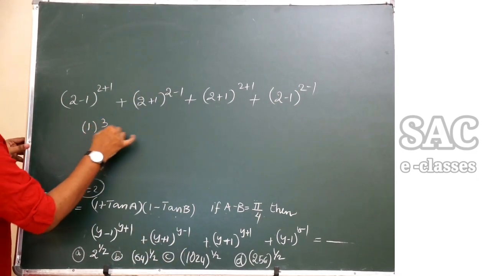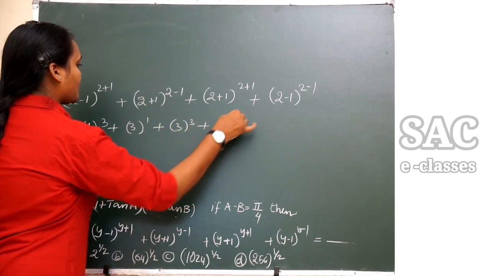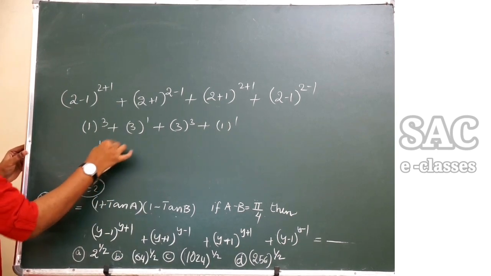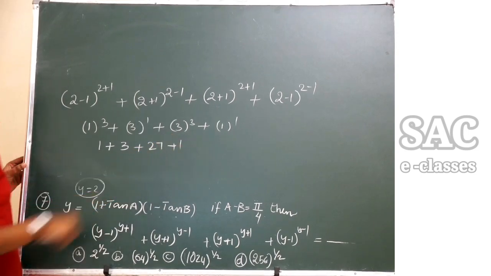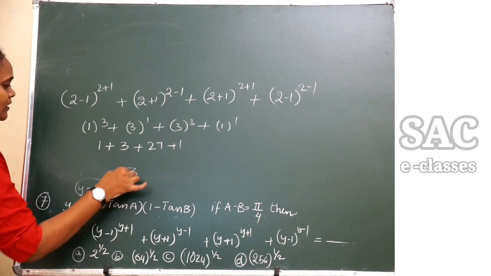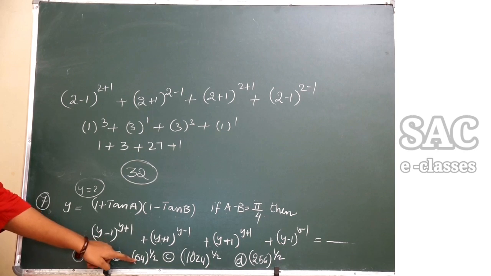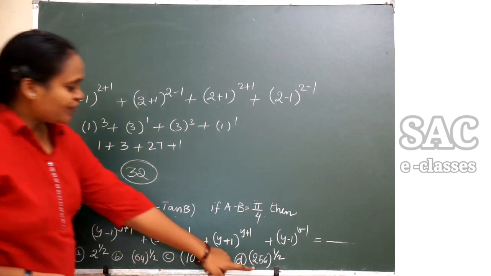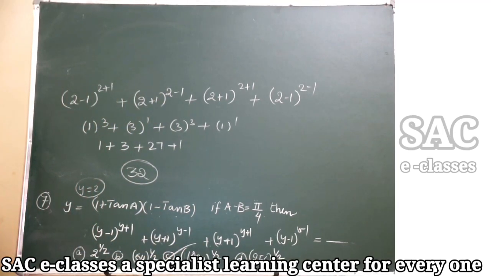Here it is 1 power 3, 3 power 1, 3 power 3 plus 1 power 1. We know 1 power 3 is 1, 3 power 1 is 3, 3 power 3 is 27, plus 1 power 1 is 1. Clearly 27 plus 3 is 30, 31 and 32. Answer is 32. But none of the options is matching with us. 2 power 1 by 2 no. But 64 whole power 1 by 2 is 8. 256 whole power 1 by 2 is 16. Clearly 1024 square root is 32. In that way we can select our option.